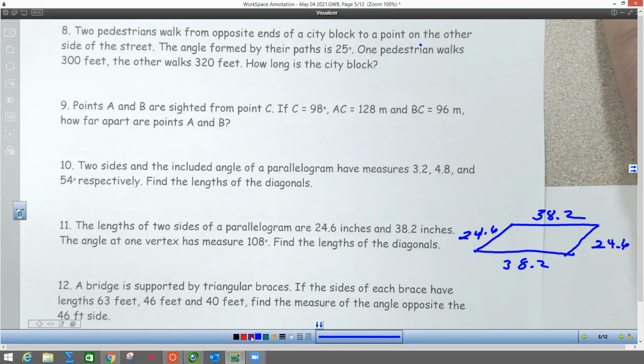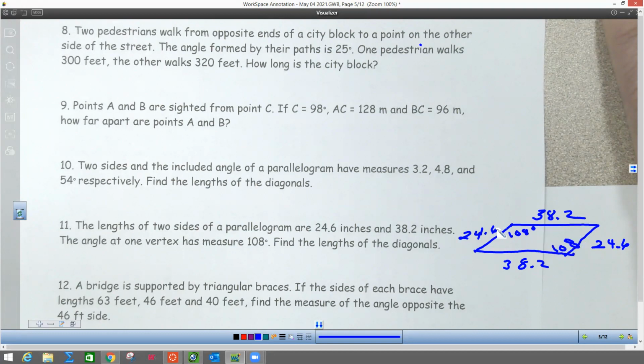And then it says there is one vertex angle that's 108. So we're going to say this one is 108. And you're supposed to know that in a parallelogram, opposite angles are what? Equal also. So this angle down here is also 108.